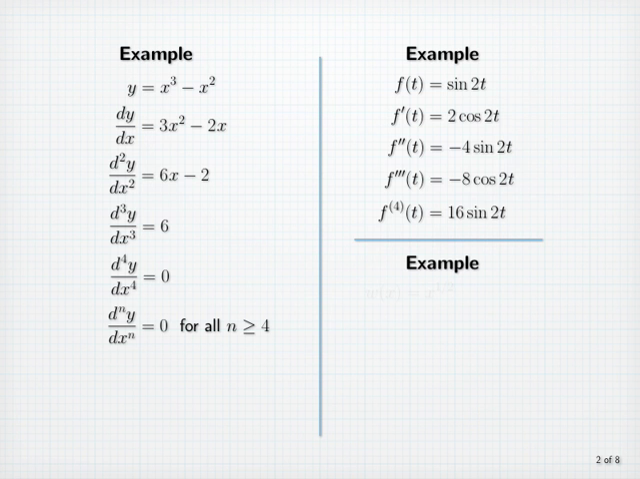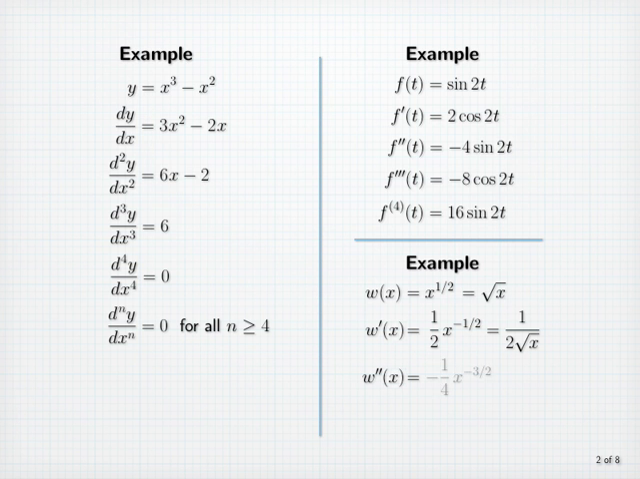Another example: let w of x equal x to the 1/2 power, the square root of x. Then the first derivative w prime of x is equal to 1/2 x to the minus 1/2 by the power rule, or 1 over 2 times the square root of x. The second derivative, again using the power rule, is minus 1/4 x to the minus 3/2, or minus 1 over 4 times the square root of x cubed. The third derivative, w triple prime, is 3/8 x to the minus 5/2, or 3 over 8 times the square root of x to the 5th.